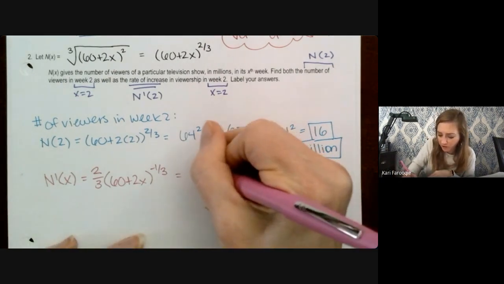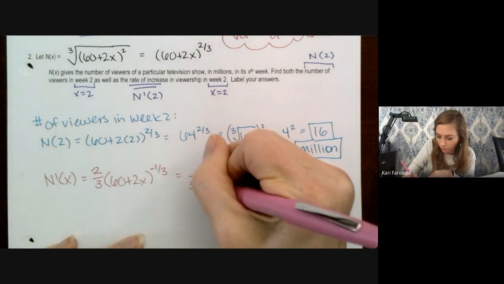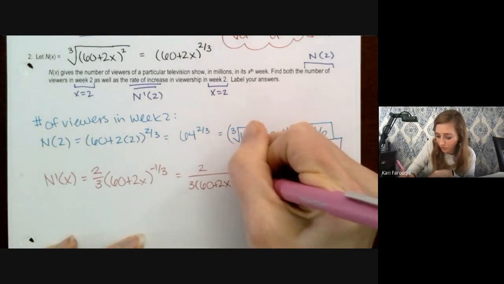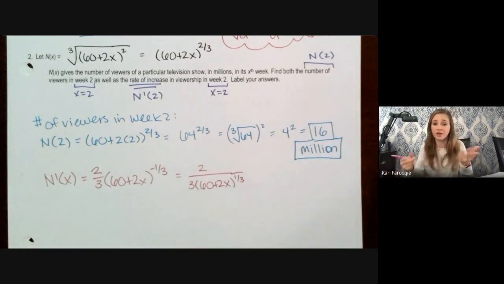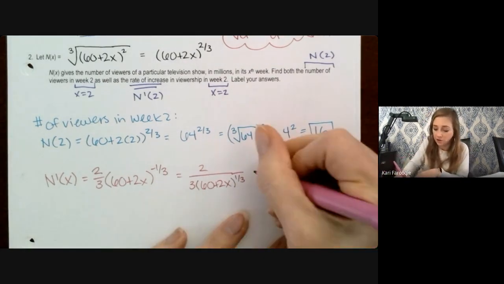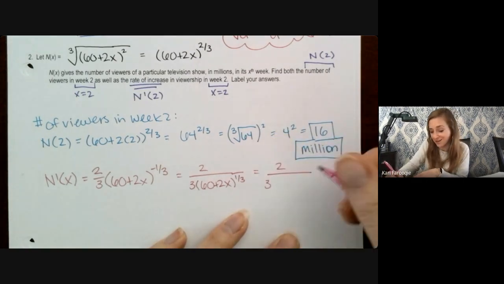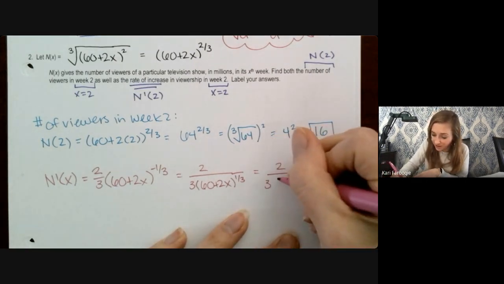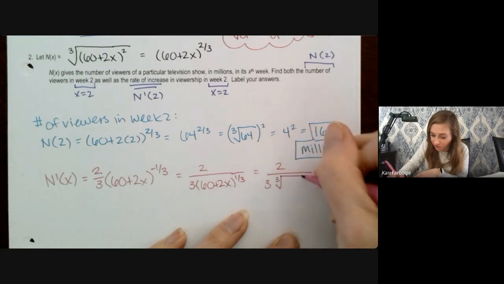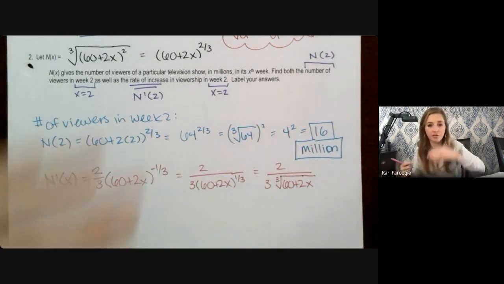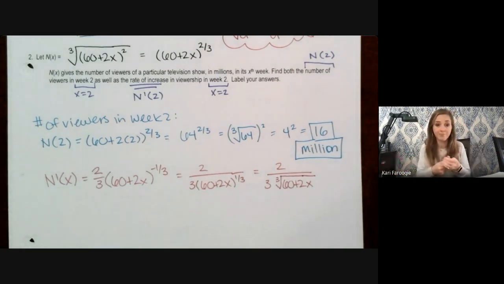You might decide that you find this to be more helpful if you write it with a positive exponent and then use the positive 1/3 exponent. It's up to you. You can even turn that back into a cube root. Again, if you don't have your calculator, you might find that that's going to be the best thing for you to do. So it's 3 in the denominator times the cube root of 60 plus 2x. So there are a bunch of different ways of denoting the exact same thing.